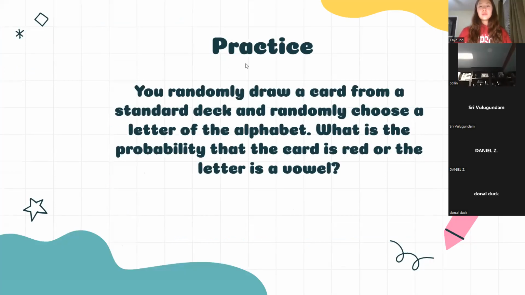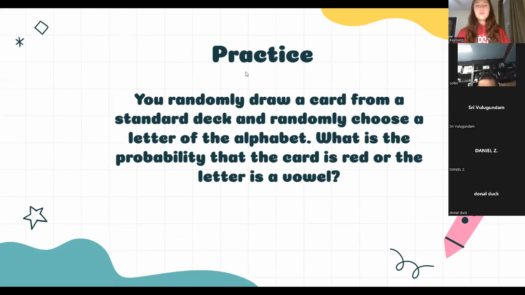Okay, let's see, what does it say? You randomly draw a card from a standard deck and randomly choose a letter of the alphabet. What is the probability that the card is red or the letter is a vowel? So remember, the card is red, so that's half the cards are red. And how many vowels are there? Somebody shout it out. Come on, you should know this. 5. Yeah, there's 5 vowels. Hopefully you know that. And there's 26 letters in the alphabet.